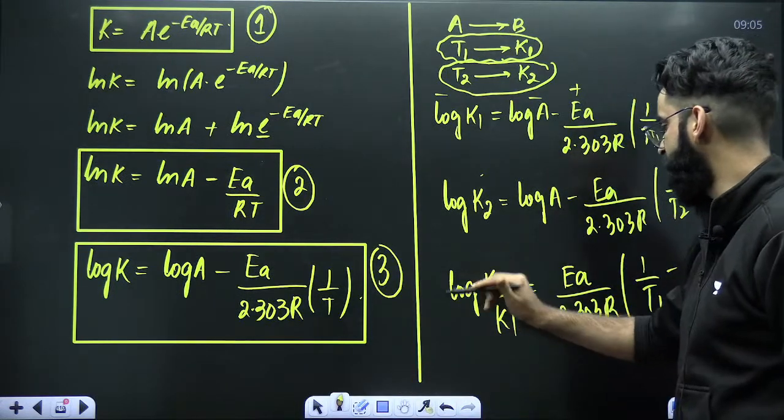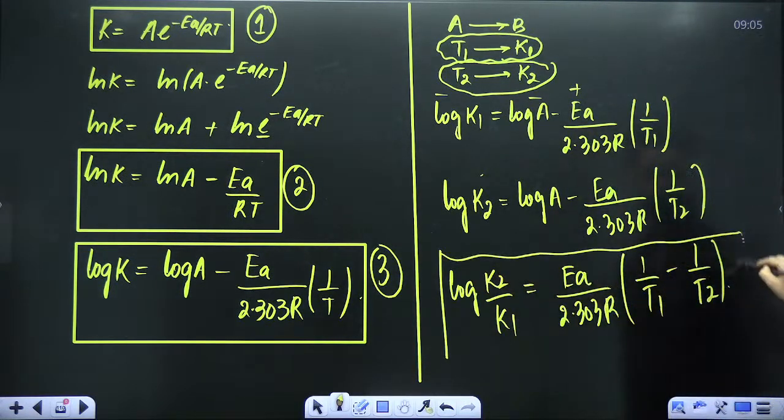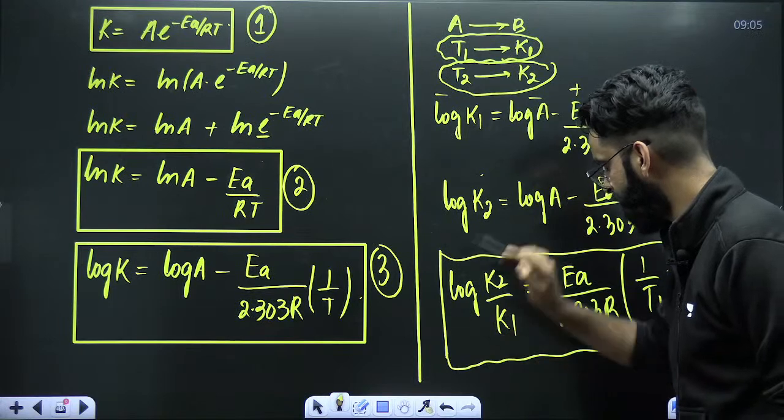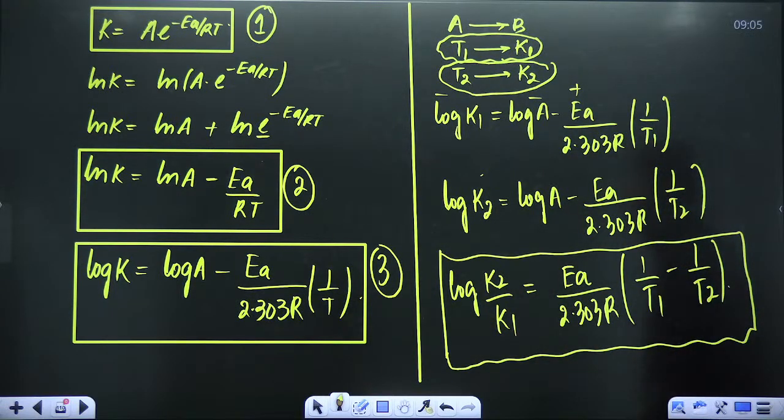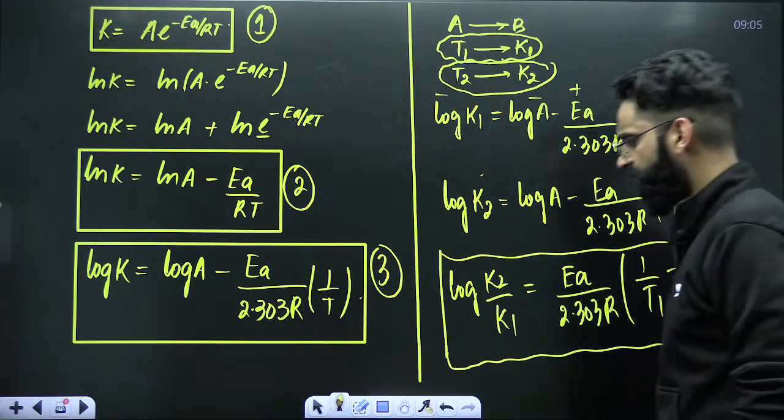This is one more form of the Arrhenius equation from which the questions can be asked. Right, guys? Is it clear? Is it clear to everyone? This is one more form. This is the fourth form. Now there are different forms.